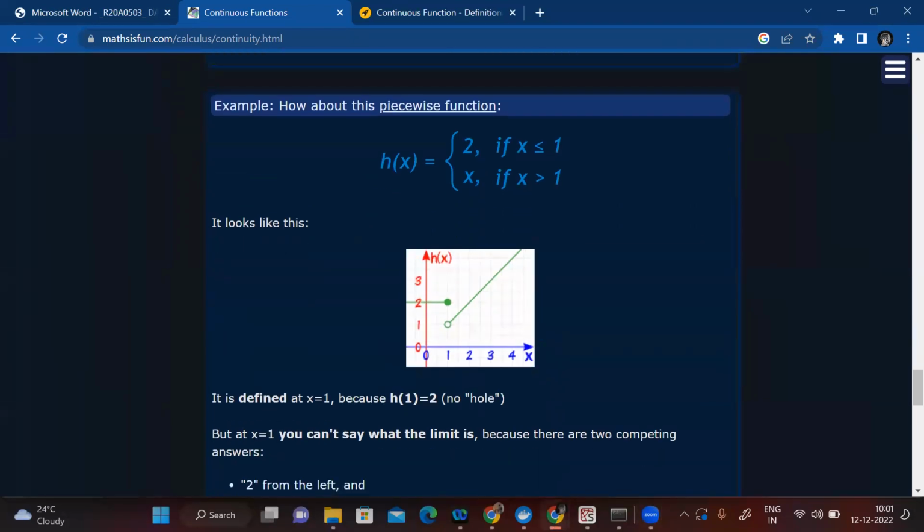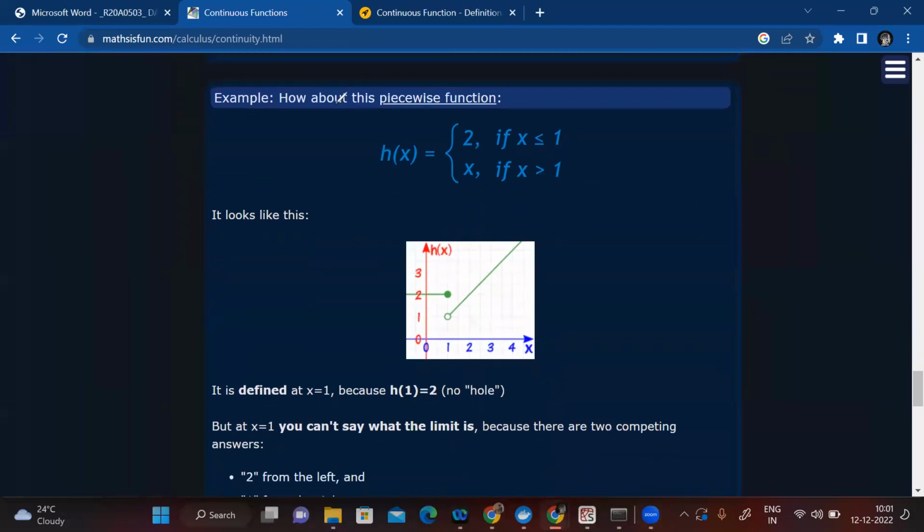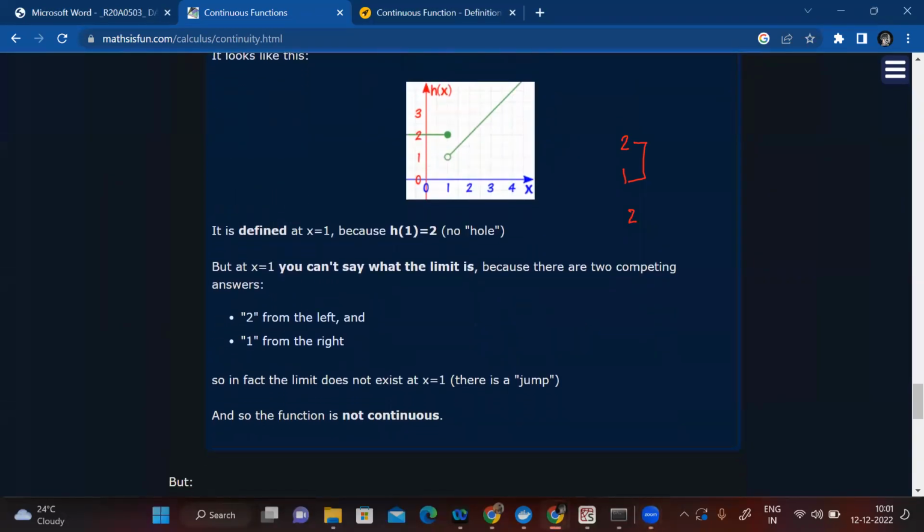So here is another example of discontinuity. If you have this function and you find its left hand and right hand limits, you will get different answers. Let's discuss the continuity of this function. From the left you will get 2, from the right you will get 1, and at that exact point you will get 2. So the left and right limits are not the same. In this case we can say that this function is not continuous.